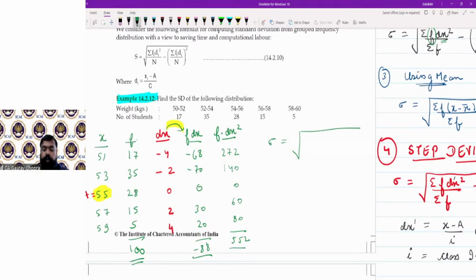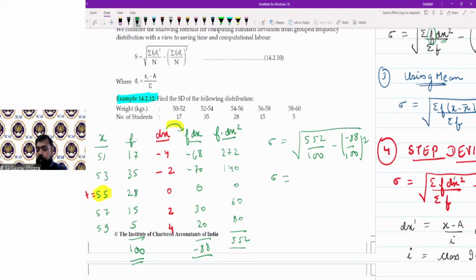Now we can put the values. This 552 upon sigma f, sigma f is 100, minus sigma f dx, minus 88 upon 100, whole square. Now you can simplify this and get the result. So in statistics, the main thing is the formula. If you remember the formula, you can do all kinds of calculations associated with the formula. So always focus on the formulas. You must learn all the formulas by heart.